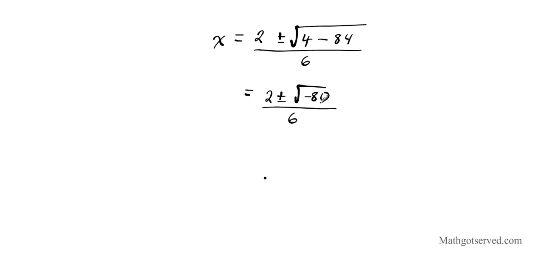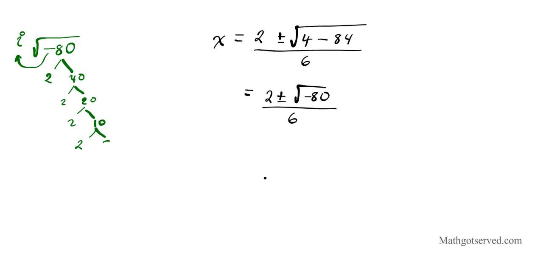Well, let's just do it together first. Let's reduce the square root of negative 80. So what does the square root of negative 80 reduce into? Since you have a square root of a negative under the radical, it comes out as an i, because remember i is the square root of negative 1. You can take out a 2 here. 2 goes into 80 40 times. 2 goes into 40 20 times. 2 goes into 20 10 times. 2 goes into 10 5 times.